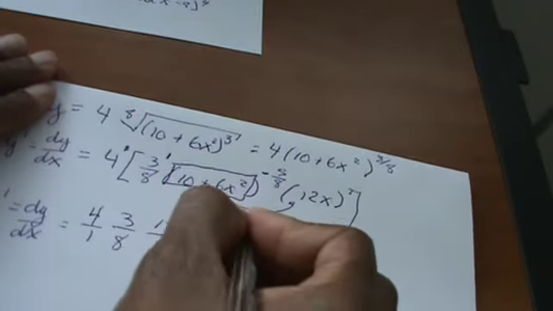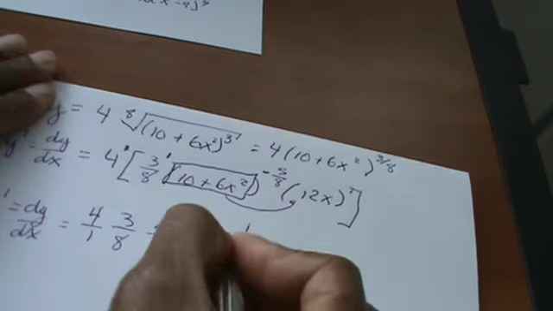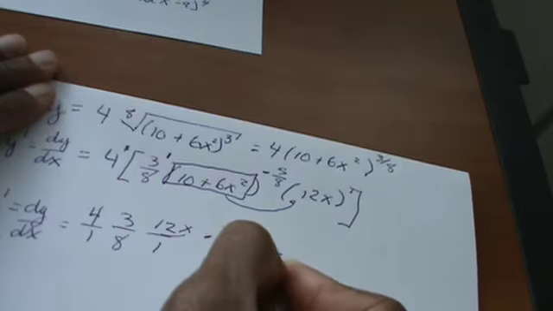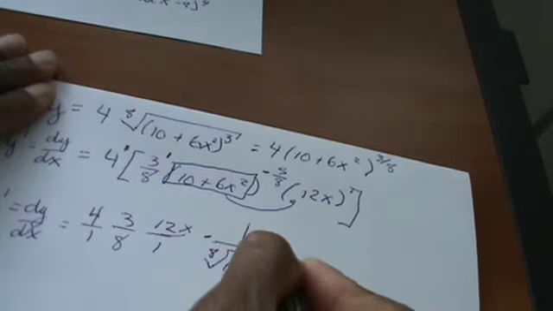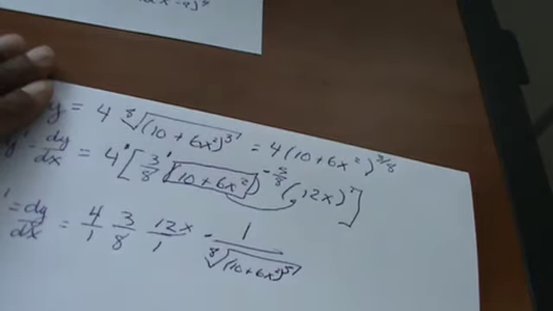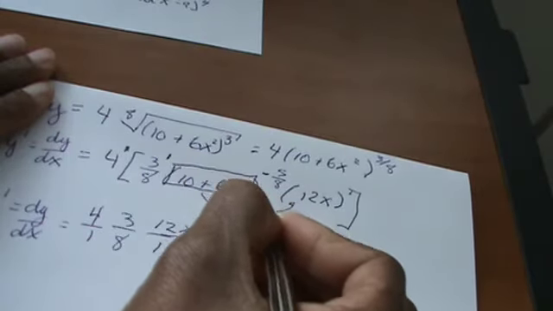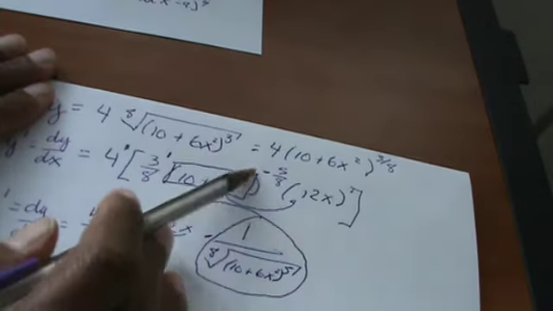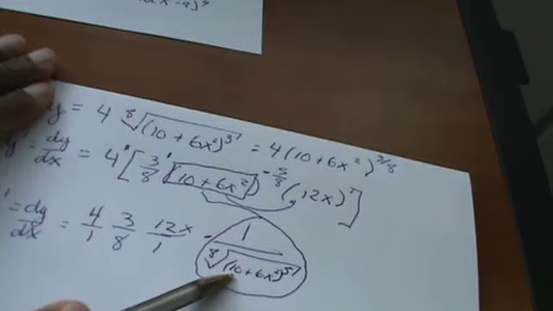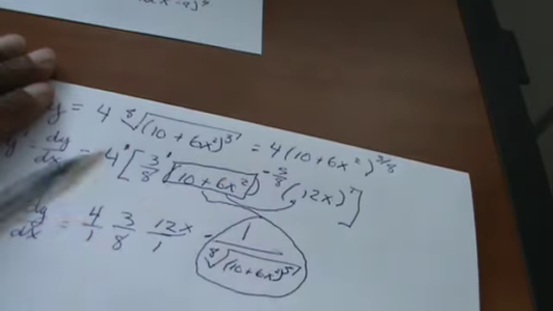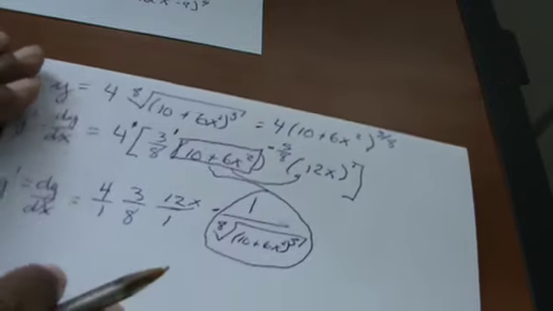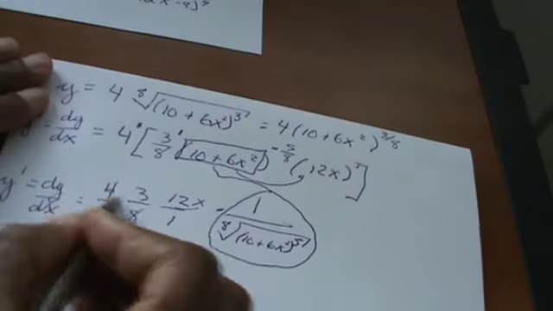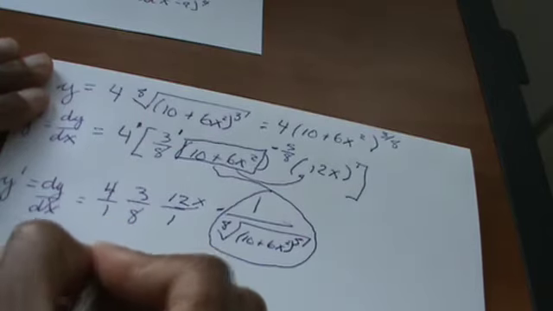Times 1 over the 8th root of 10 plus 6x squared to the 5th power. Okay, so these two pieces are the same. Okay, please go back over the other videos to see why they are the same. The negative drops the chunk to the denominator, and then I'm dealing with a power of 5/8. All right, so 4 times 3 times 12. This is 12 times 12.